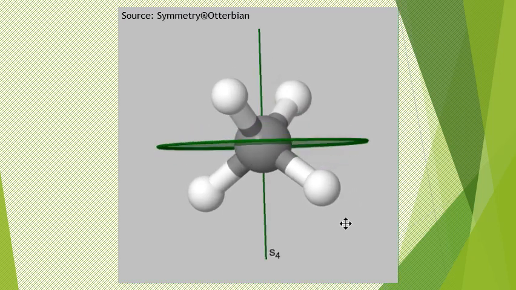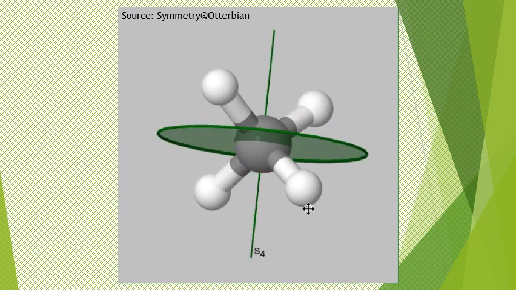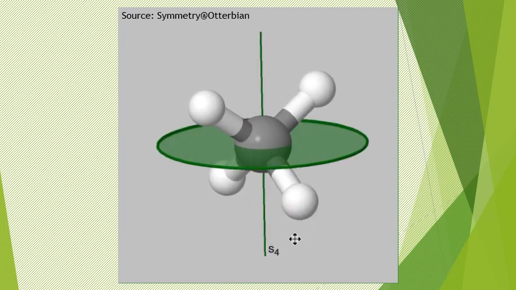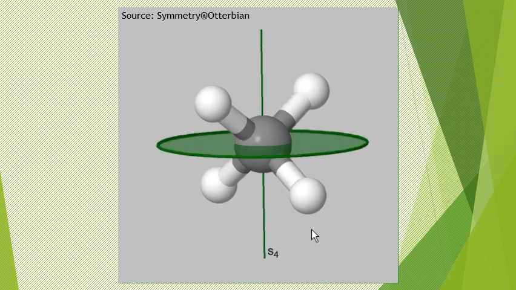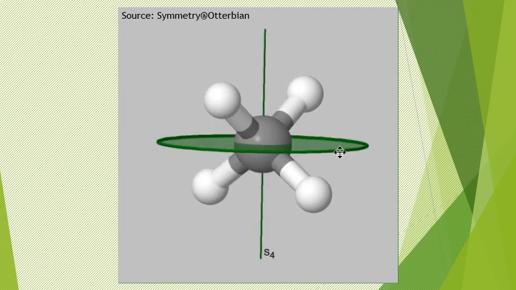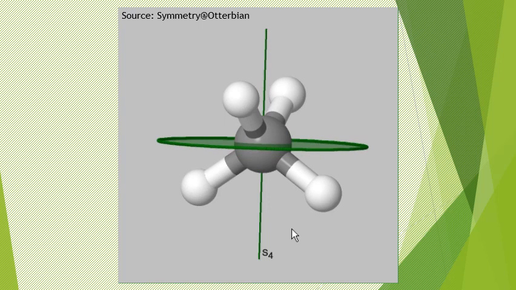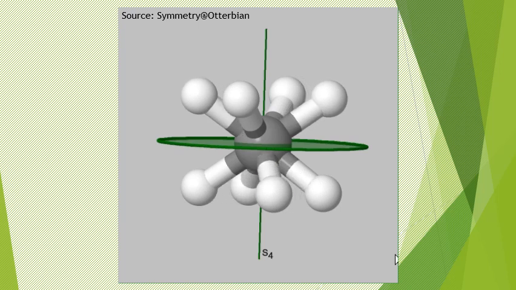Let's see the S4 axis in case of the methane molecule. So this is the methane molecule loaded here, and even the S4 axis has been identified, and the axis on which the rotation is to be performed, and then the plane on which the reflection is to be performed. Both the things have been identified here, right? Now let me go for the operation. See, along this axis, now the molecule is rotated by 90 degrees, S4.